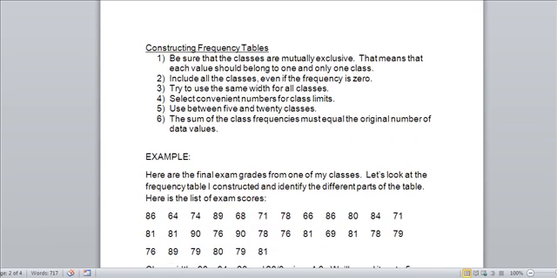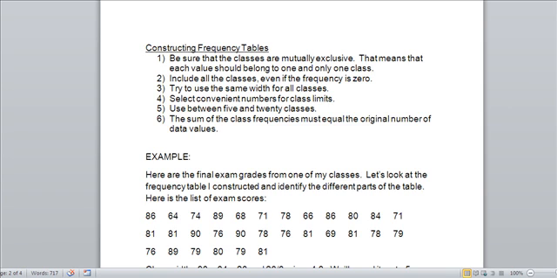Okay, and so we have a few things we need to be aware of as we construct frequency tables. Number one, we want to be sure that the classes are mutually exclusive. That means that each value should belong to one and only one class. They should not overlap. We need to include all the classes even if the frequency is 0. We should try to use the same width for all classes. We want to select convenient numbers for the class limits. We use between 5 and 20 classes. The sum of the class frequencies must equal the original number of data values.